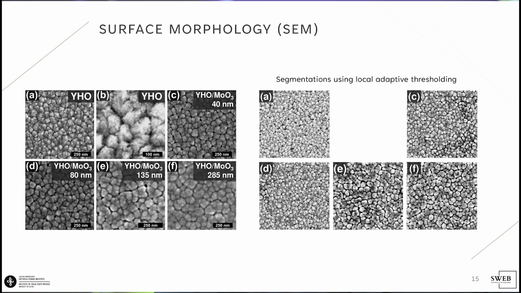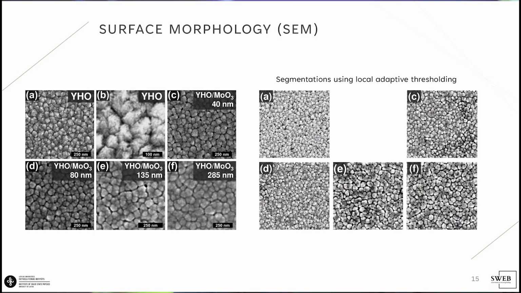measurements. When we cover this material with molybdenum trioxide, we see that the surface gets more porous. We did some additional analysis, segmentation using local adaptive thresholding, where we see visually that molybdenum trioxide morphology is less dense. We see these open voids and places in the surface of molybdenum trioxide.